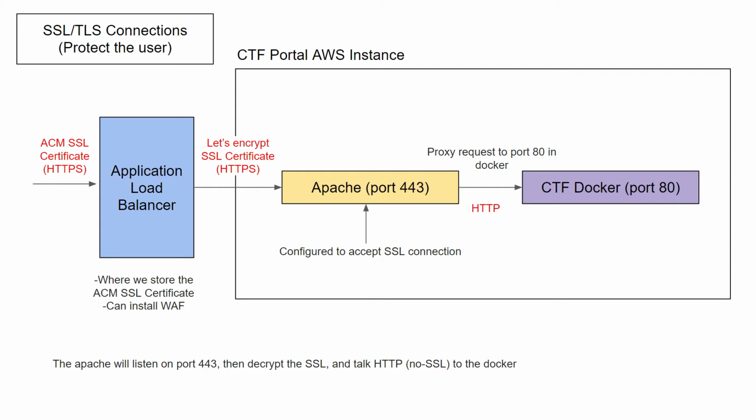Before it actually enters the Apache server, we can also add an application load balancer in our whole setup. Because in the future, if you want to install a web application firewall, you can install it on the application load balancer. Or if you want to add more instances, we can also attach them to the load balancer so that it can balance out the traffic and make sure that no server is overloaded. Same thing, we can also install an SSL certificate on the application load balancer. So this is what we will do. Right now, let's get into how we can do that.